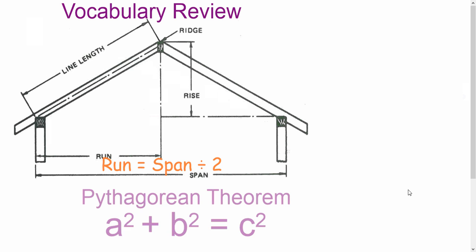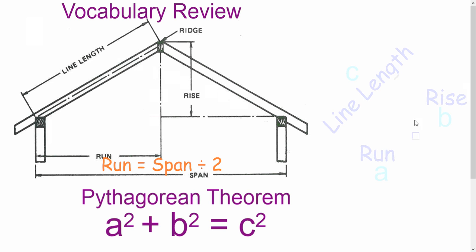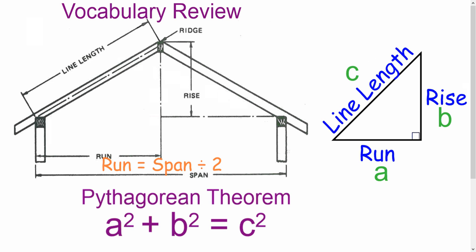We'll be using the Pythagorean theorem, which is a squared plus b squared equals c squared. And with the Pythagorean theorem, you see it's the rise and the run and the length that we're using. The length is opposite the 90-degree side, so it's the c. And the rise and the run are the a and the b's. So let's try a practice problem.